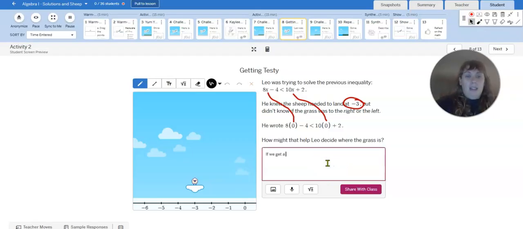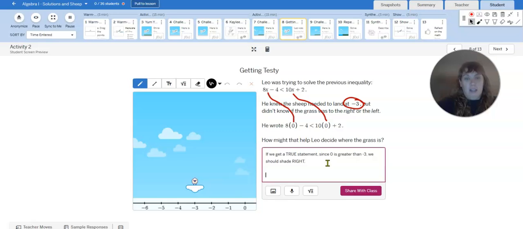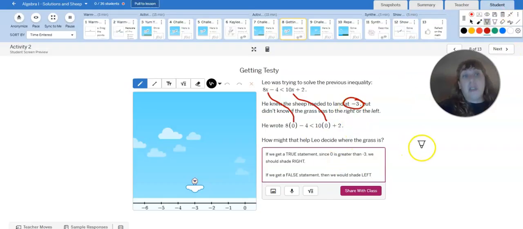So if we get a true statement, since 0 is greater than negative 3, we would shade right. If we get a false statement, then we would shade left. So because we chose a point that is bigger than negative 3, that's going to help us figure out which direction we have to be shading in. We always want to shade in the direction of the true statement.